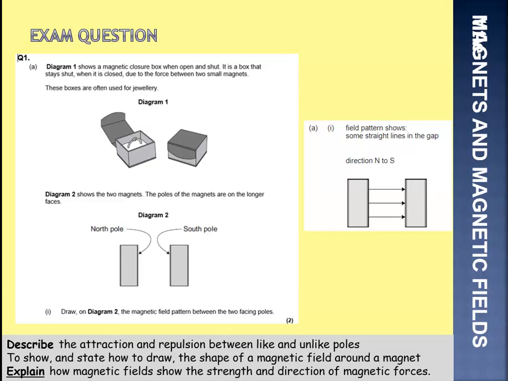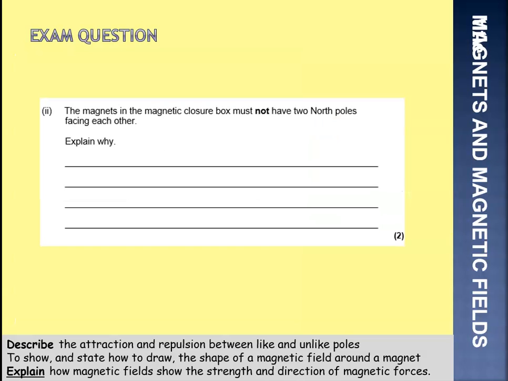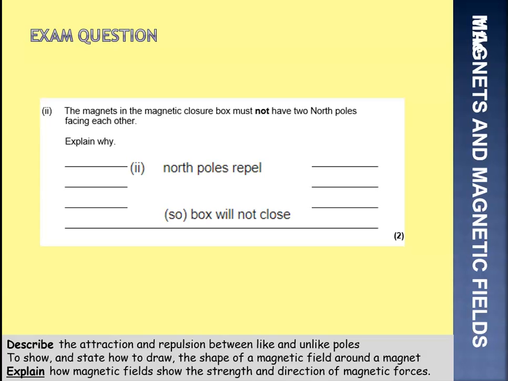Okay, what we should have drawn was arrows going from the North Pole to the South Pole directly across there. Some straight lines that are in the middle of that gap. Question 2. The magnets in the magnetic closure box must not have two north poles facing each other. Explain why. Okay, this is because north poles will repel each other, so the box will not close. 2 marks. You don't get a mark if you don't say the box will not close, only if you say north poles repel. You need both those for the 2 marks.